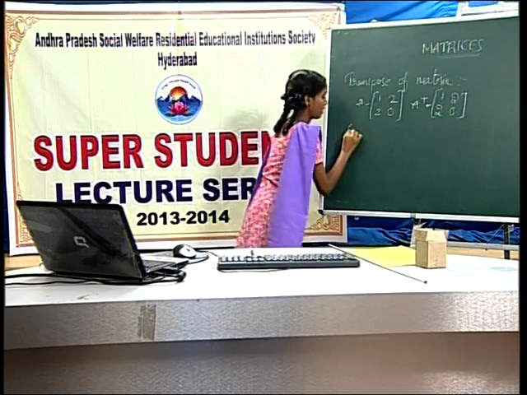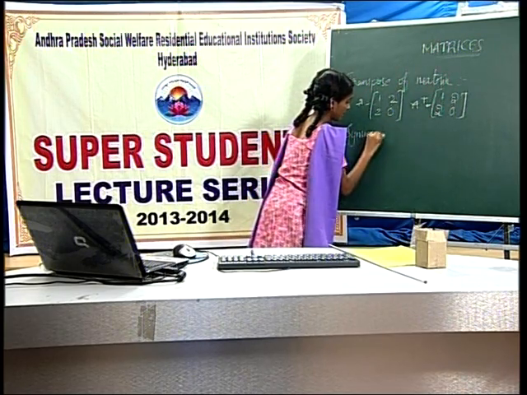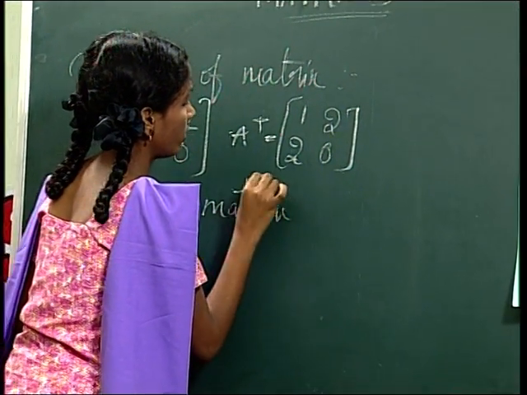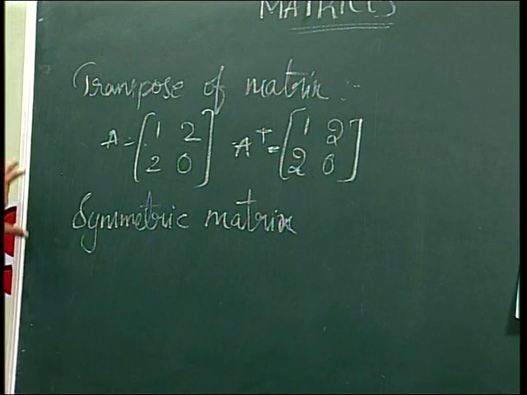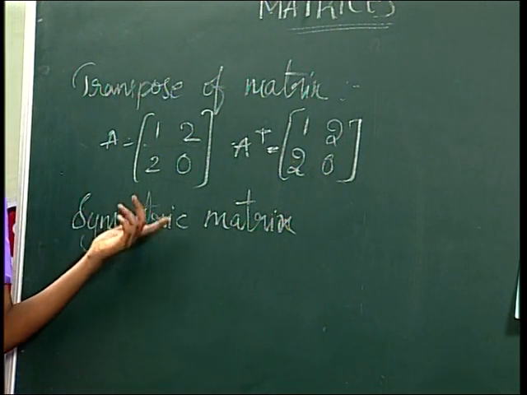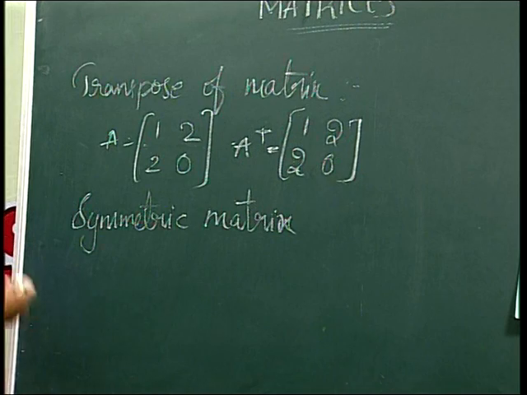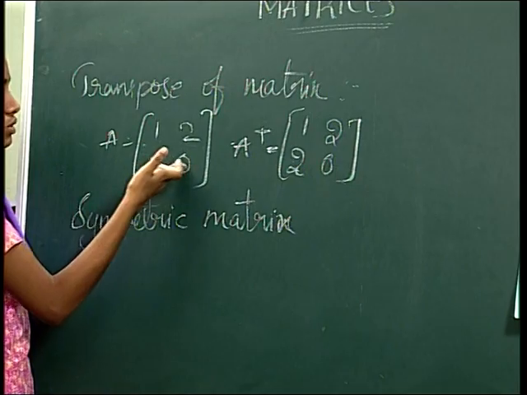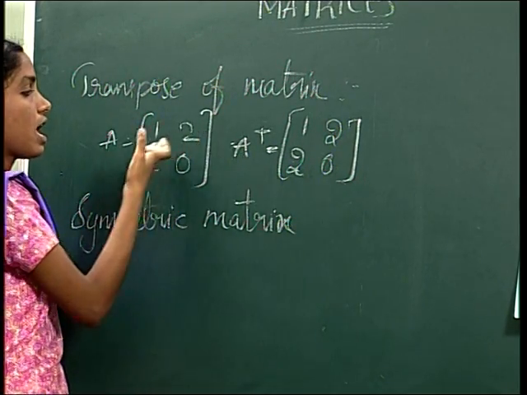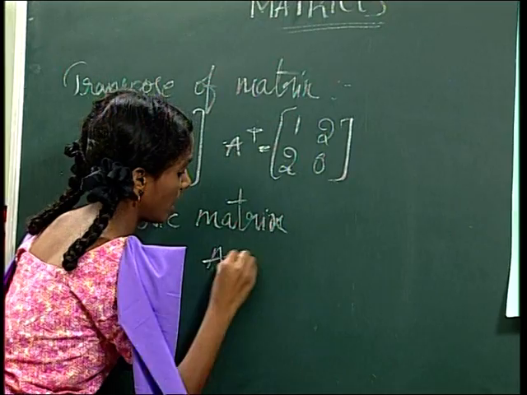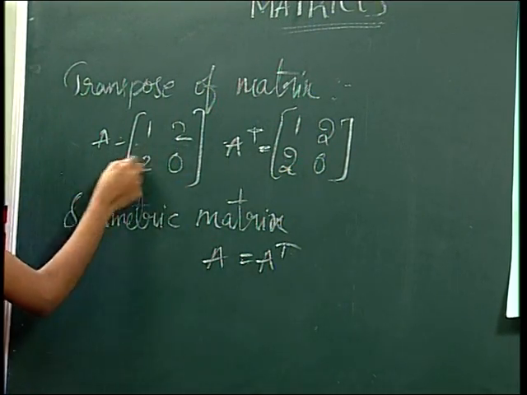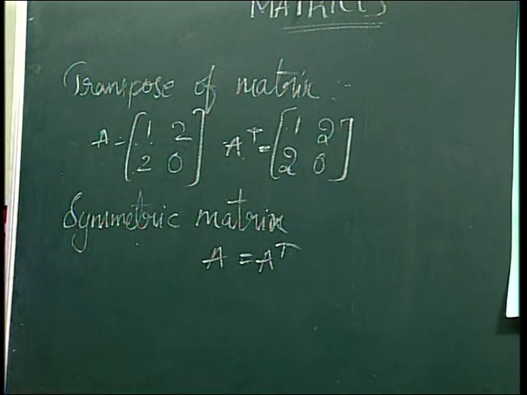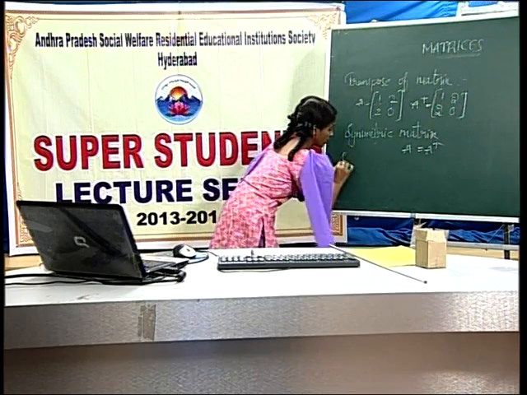Next, symmetric matrix. In a symmetric matrix, if a matrix is equal to its A transpose, then it is called a symmetric matrix. For example, this is one example of a symmetric matrix. See here, 1, 2, 2, 0 is a matrix. If we transpose this matrix, it is again equal to A transpose. This is A and this is equal to A transpose: 1, 2, 2, 0. This is a symmetric matrix.